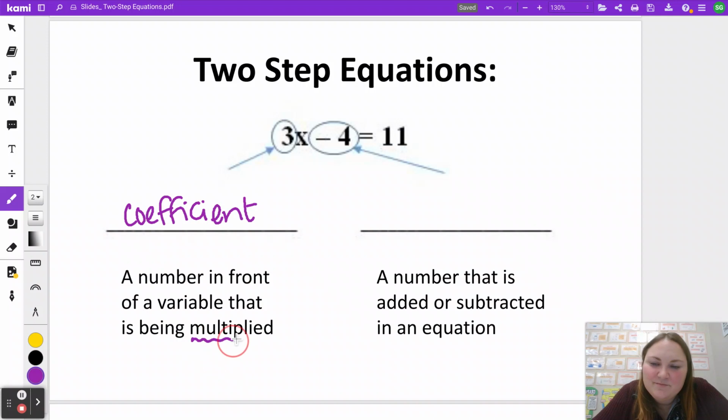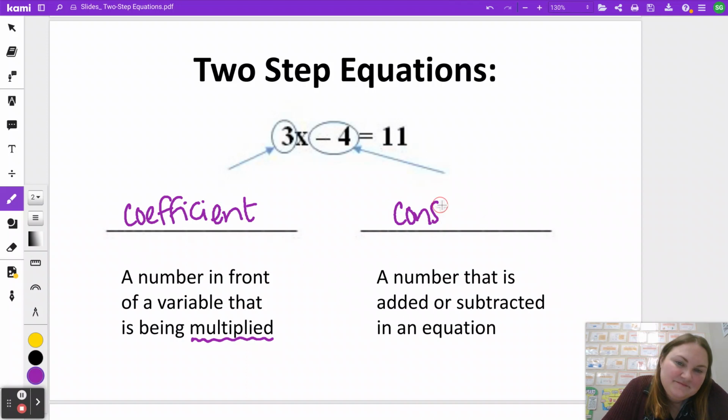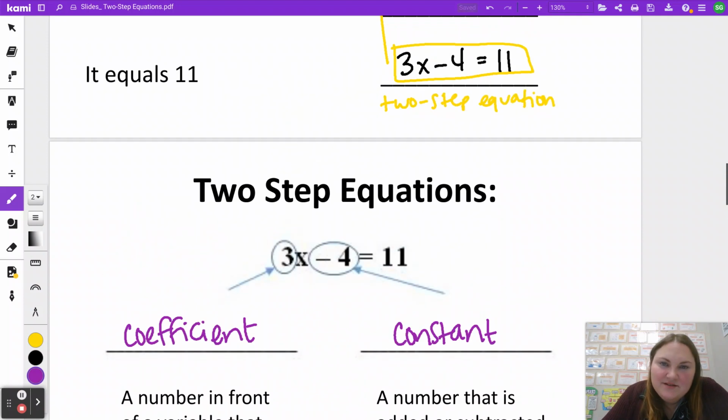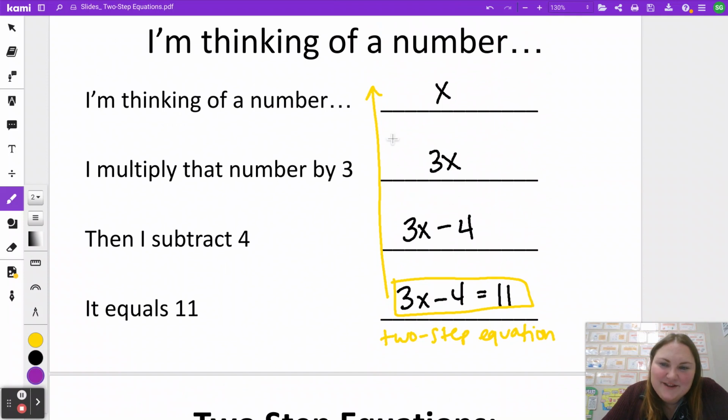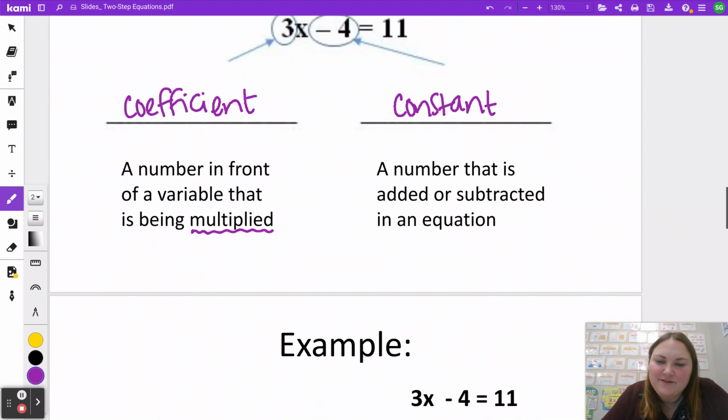And I'm also just putting here as a reminder to remember there's multiplication happening there. The name of this other number in our equation is new. That number that you add or subtract in an equation, we call our constant. So in this equation, -4 is the constant. When it comes to solving this equation, remember, we're working backwards through this. So the first thing I'm going to undo is that minus 4, the constant, and then we'll worry about that multiplying by 3, that coefficient.